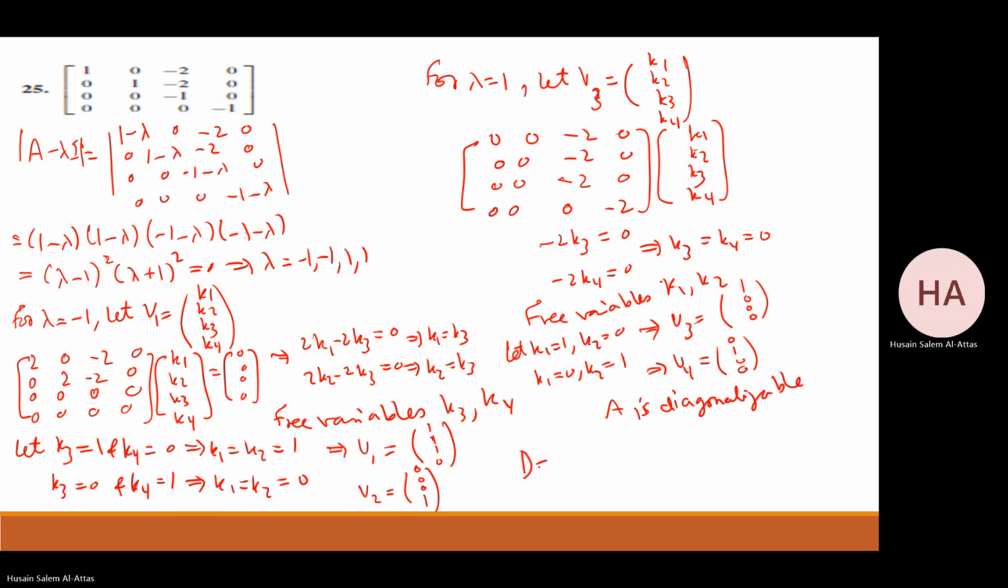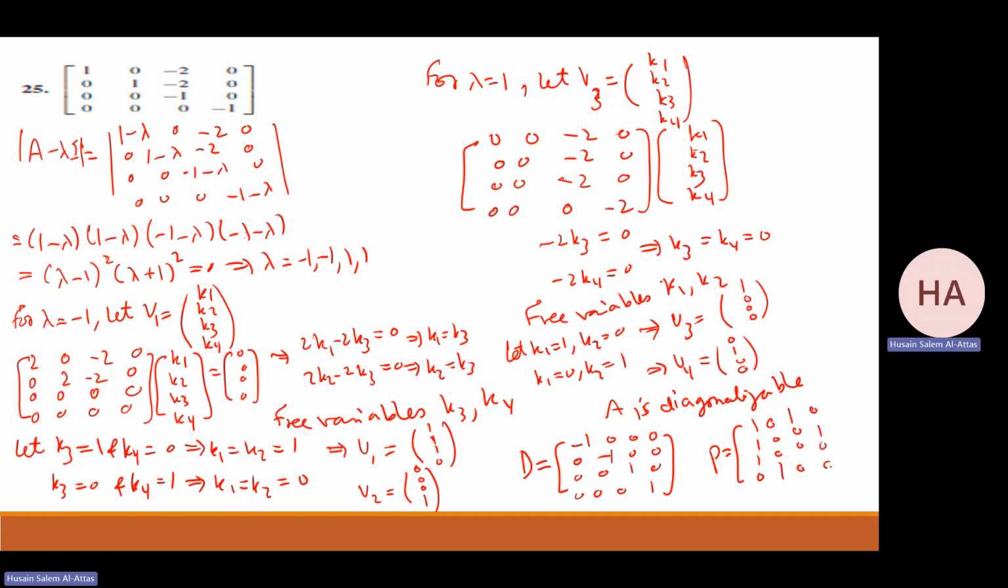And D will start with minus 1, so minus 1, 0, 0, 0, 0, minus 1, 0, 0, 0, 0, 1, 0, 0, 0, 0, 1. That will be D. And P, I will stack in the vectors 1, 1, 1, 0, 0, 0, 0, 1, and 1, 0, 0, 0, 0, 1, 0, 0. This is D and this is P. Okay.